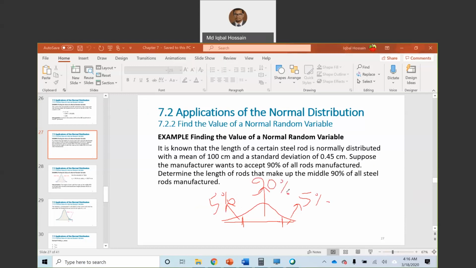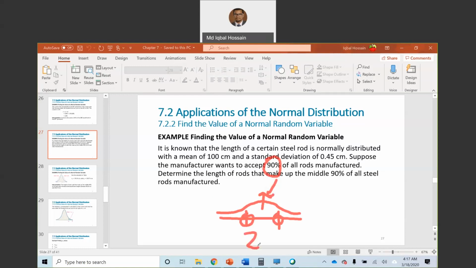So we are trying to find these 2 points for this case. The top point is trying to find these 2 points where we will have 90%. We are trying to find these 2 points as a z value or as an x value, so we have to find out the z value first, and then the x value.